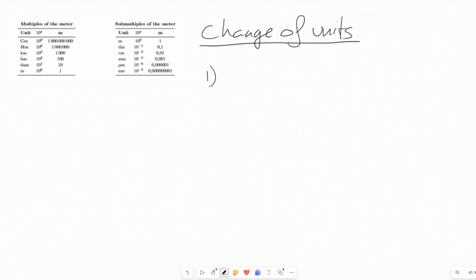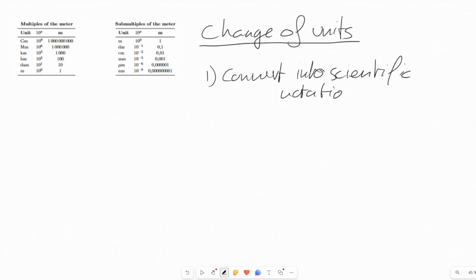The first step of this method we're going to learn is to convert into scientific notation. Okay, scientific notation. So that's why we learned scientific notation in the last video, because we basically are going to use it in many forms. One of the forms is going to be making this method work. So the first step would be to convert into scientific notation the number we're going to try to change units. The second step is going to be to change the unit.